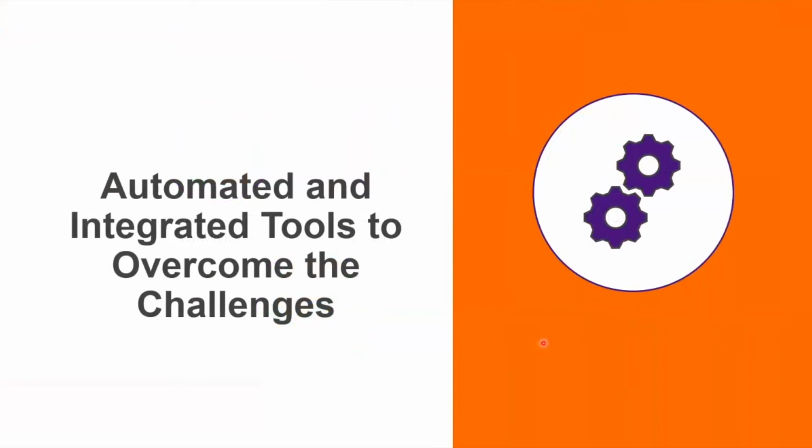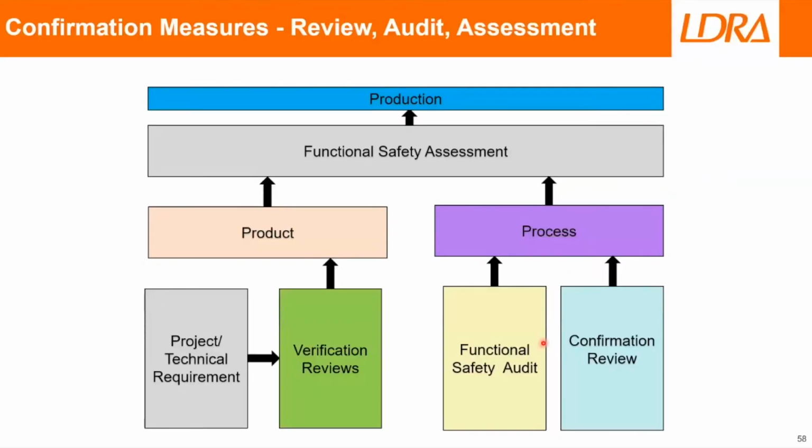So let us have the conclusion related to automated and integrated tools to overcome the challenges. So you can see that there are two kinds of requirements when you develop the safety critical and security critical application. One is the product related requirement. Another one is the process related requirement. So the product needs to ensure that the technical requirements are fulfilled.